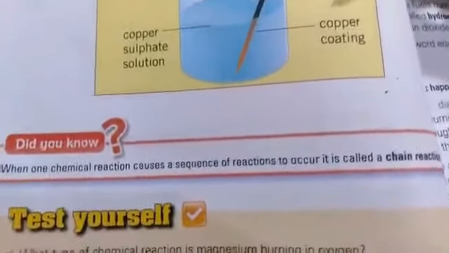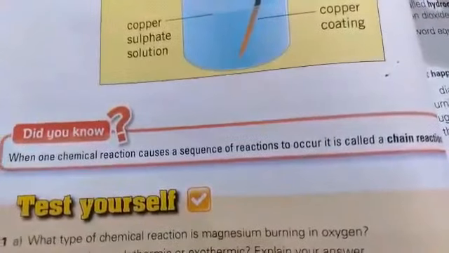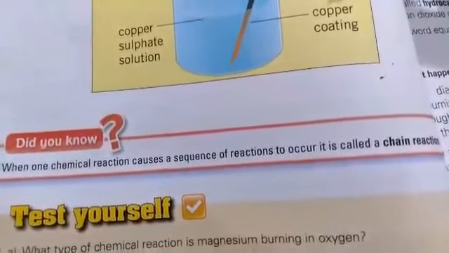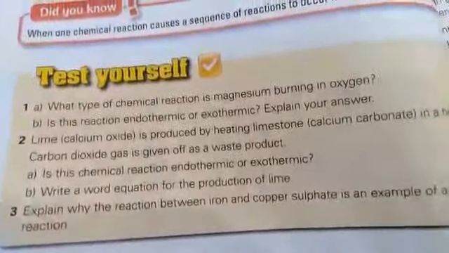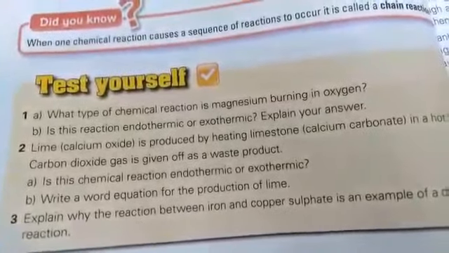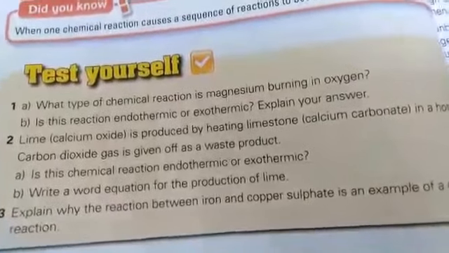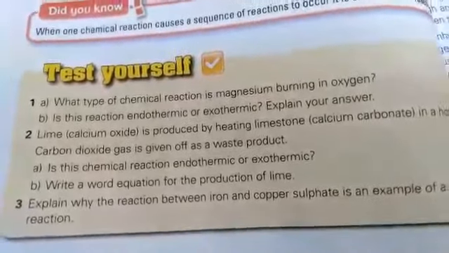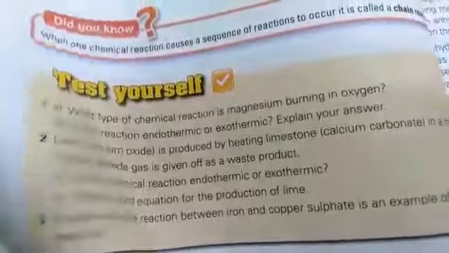Next, when a chemical reaction causes a sequence of reactions to occur, it is called a chain reaction. Clear? Next, we have to do test yourself. What type of chemical reaction is magnesium burning in oxygen? Burning of magnesium in oxygen is a type of combination or synthesis reaction.